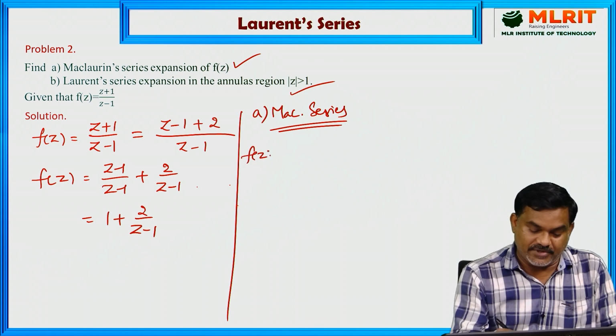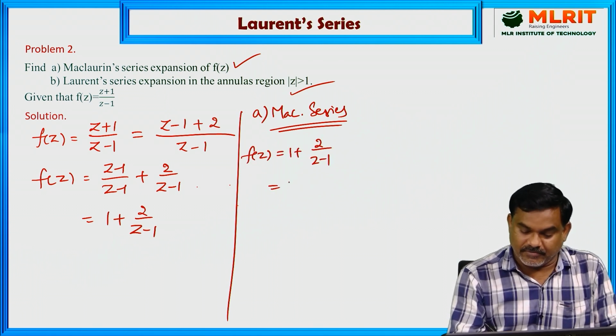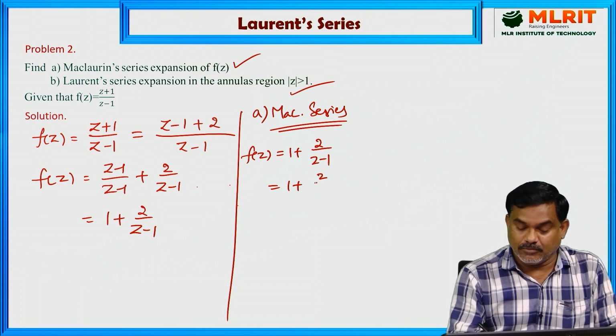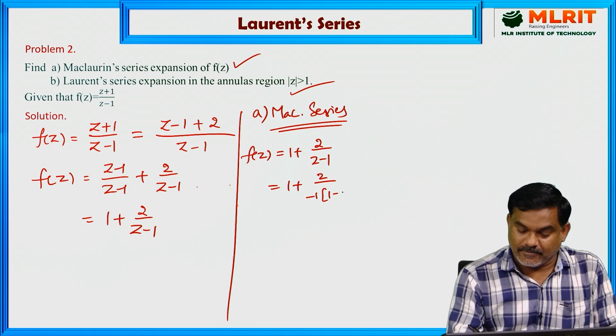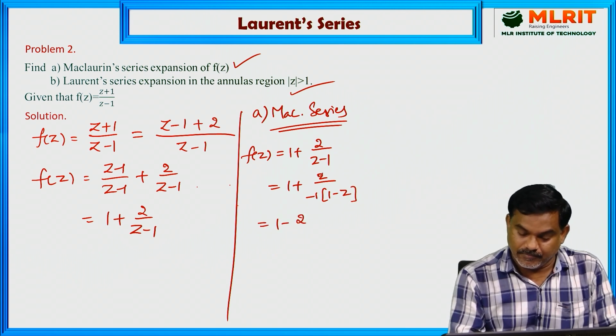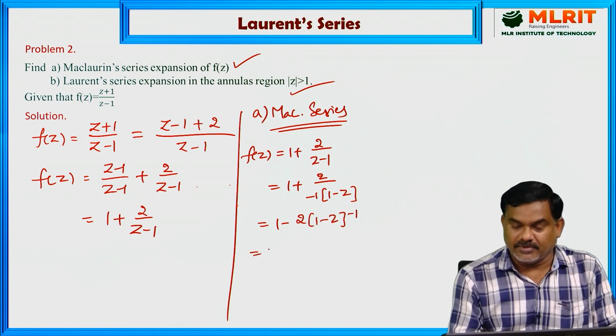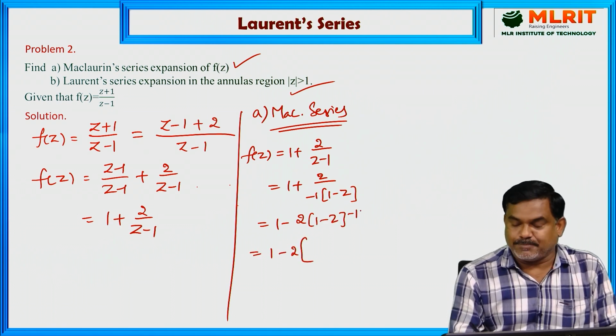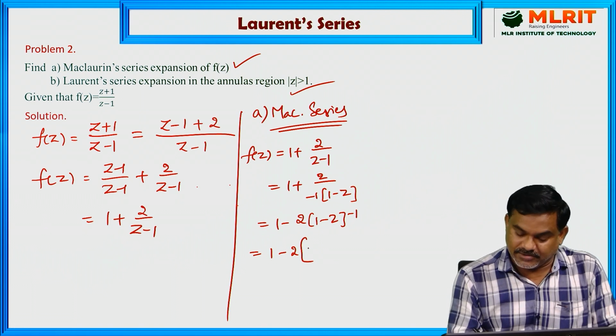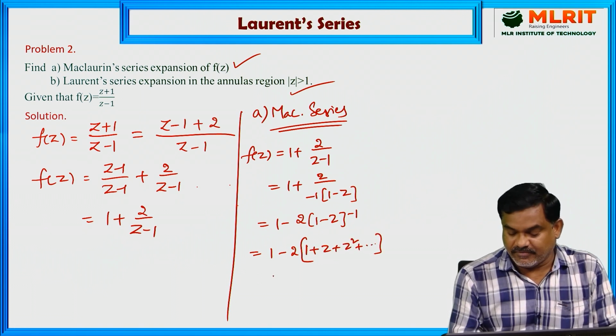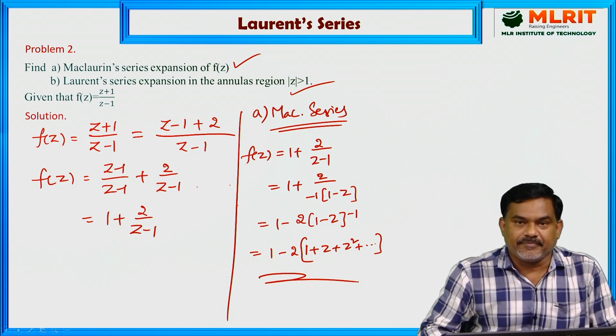So, f of z is 1 plus 2 by z minus 1, which can be written as 2 by minus 1 common, then 1 minus z. So, 1 minus 2 into 1 minus z power minus 1. Simply expand this using the standard expansions, 1 plus z square plus so on, which is the Maclaurin series expansion.